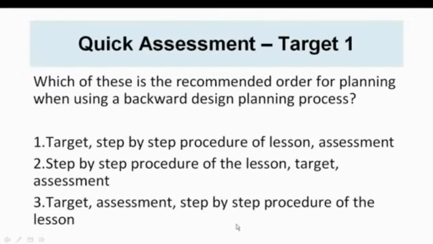So, a quick quiz on Target 1. Which of these is the recommended order for planning when using a backward design planning process? 1, target, step-by-step procedure of the lesson, then assessment. 2, step-by-step procedure of the lesson, target, then assessment. 3, target, assessment, and then step-by-step procedure of the lesson. Go ahead and make your choice.